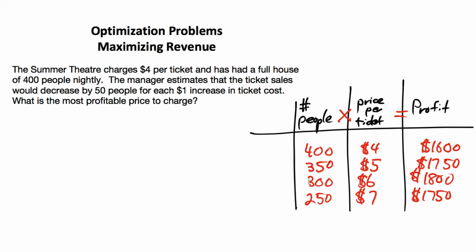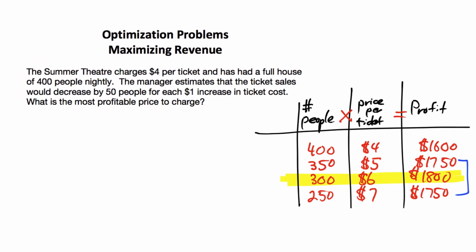And in fact, it looks as though this is our best scenario: charging $6, having 300 people show up and making $1,800. I think you can probably see the symmetry that's happening here as well, which, if I did 200 people and $8, that's $1,600. So we can see our notion of a quadratic function showing up in this table.